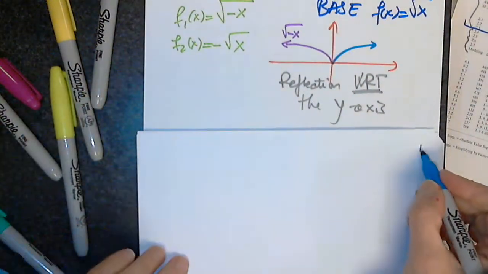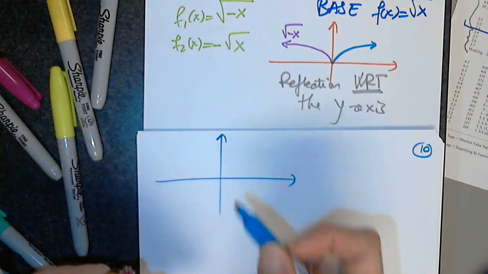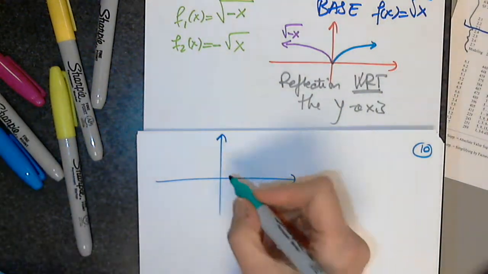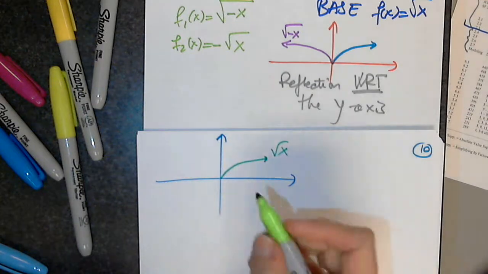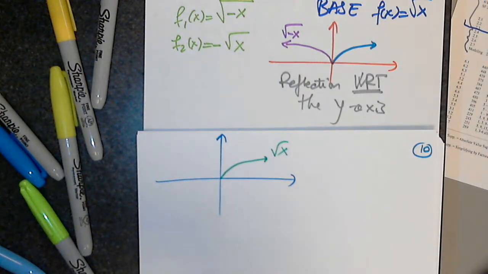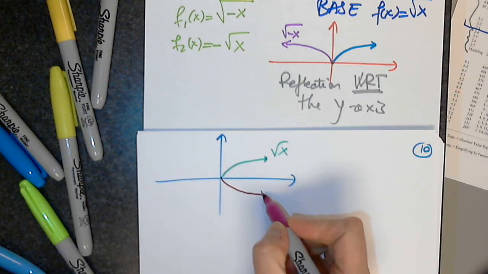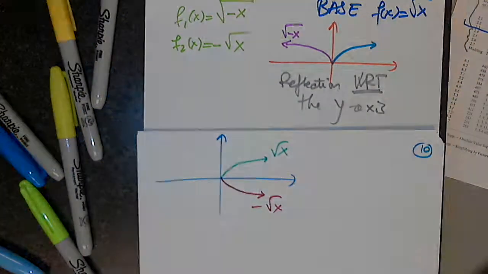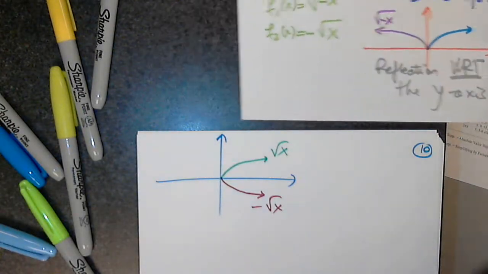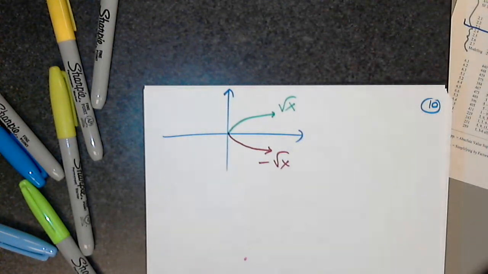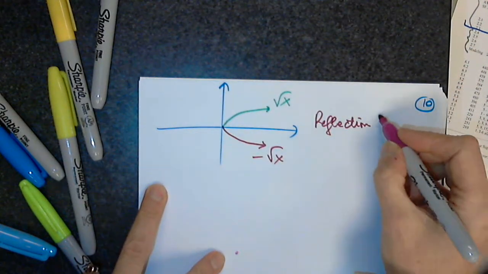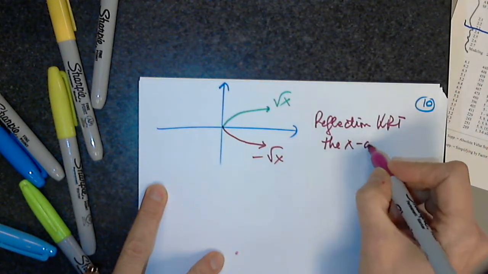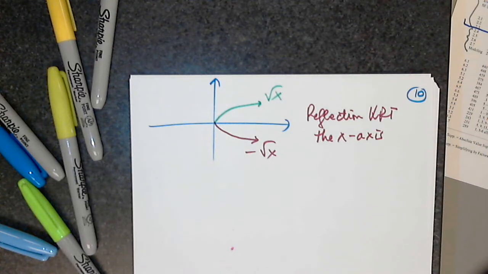So here's now the graph of the square root of x again. This is it. And the graph of negative the square root of x is this. I multiplied all y values. It's outside. I'm multiplying all y values by -1. So this is reflection with respect to the x-axis. Are we okay so far? Awesome.